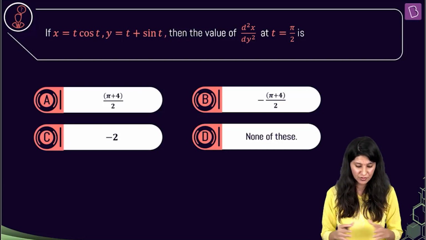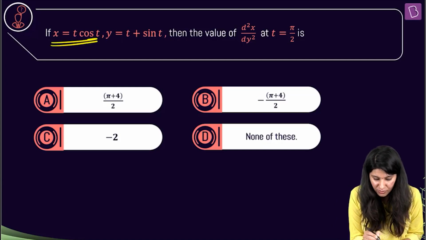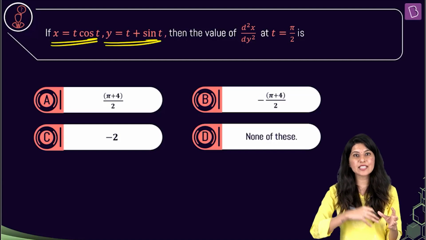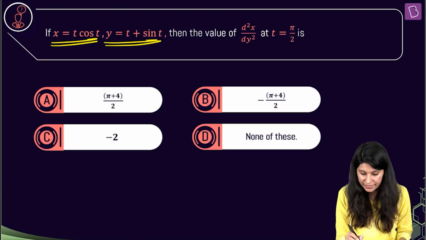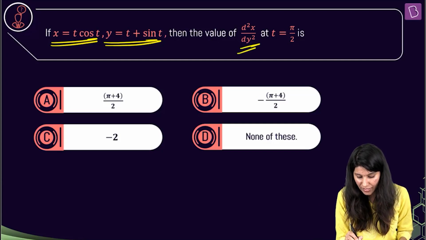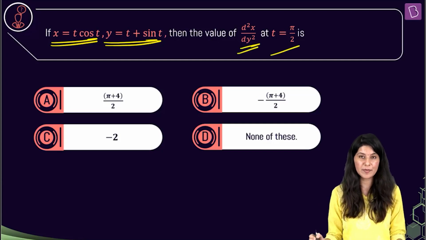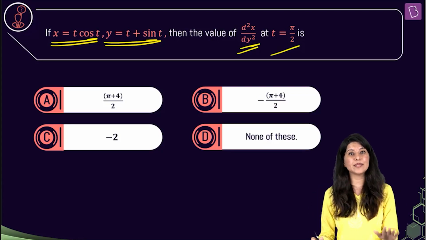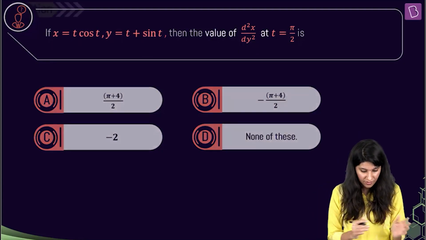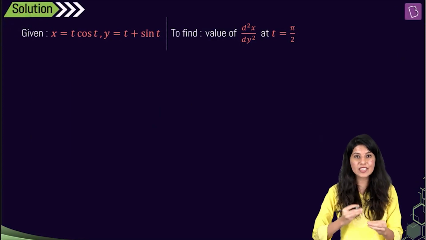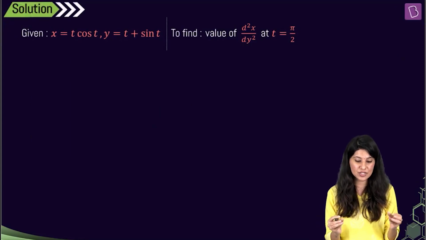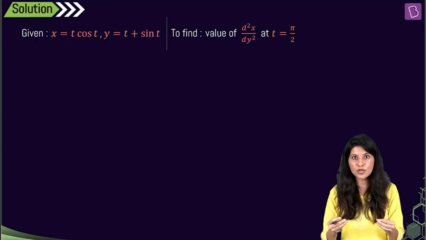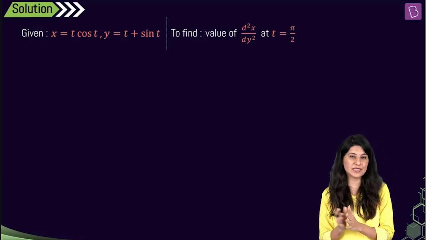Okay, so the question in front of your screen says x equal to t cos t, y equal to t plus sin t. That means the curve is given in parametric form. And you need to figure out d2x by dy square at t equal to pi by 2. So here higher order parametric differentiation will be discussed. So stay till the end, you'll learn something new. Very first time we are finding the second order derivative by using higher order parametric differentiation.